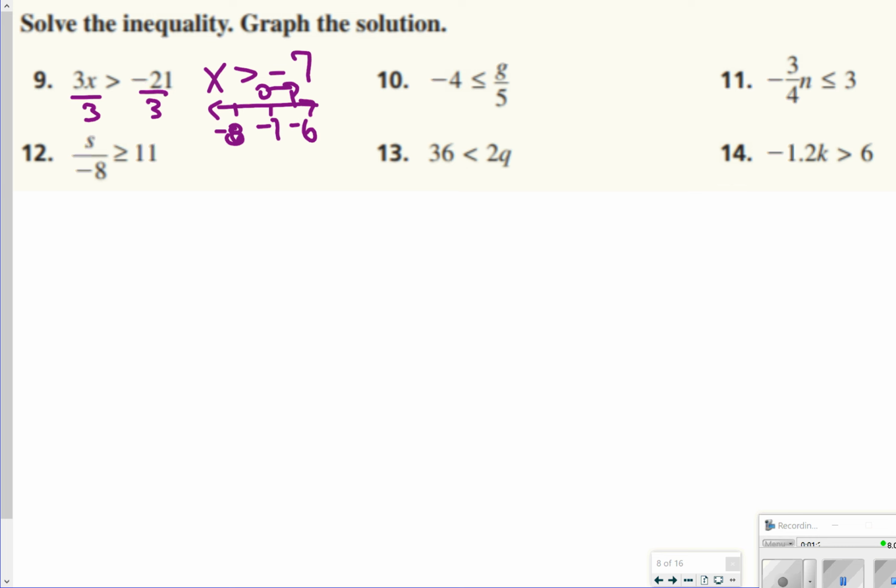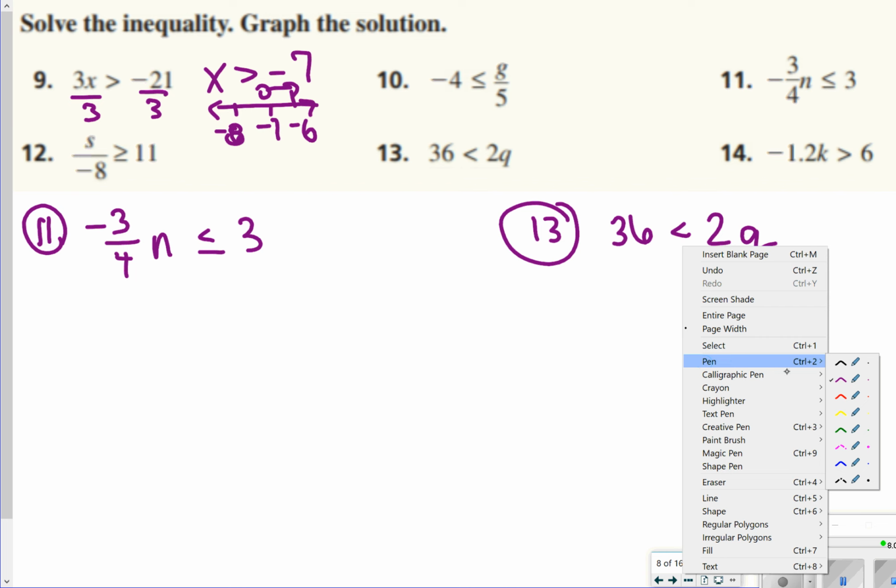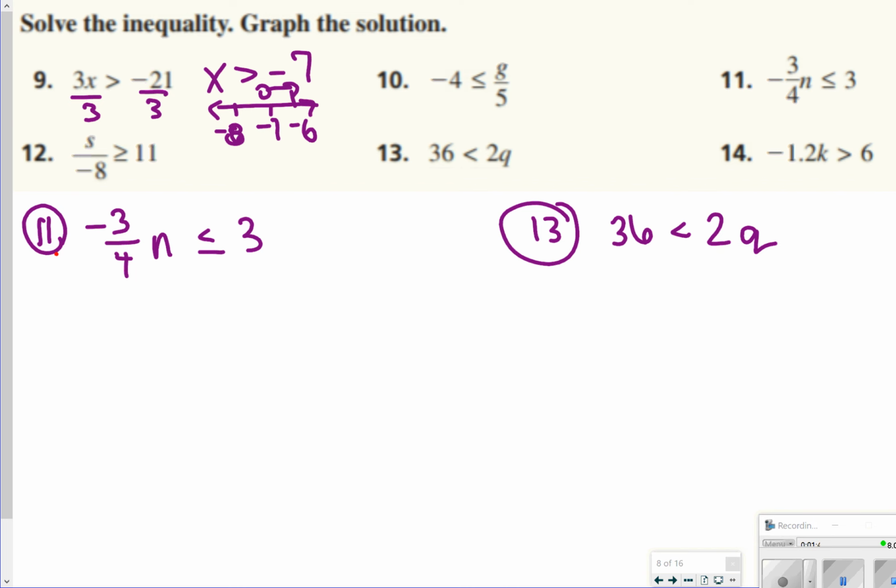For number 11, I'm going to rewrite this one down here. In order to solve number 11, you have to divide by 3/4, which is the same thing as multiplying by the reciprocal. So I'm going to do that in a different color so you can see that clearly. But I'm going to be multiplying by negative 4/3 on both sides. Many of you have forgotten how to do this. This is just a good refresher. 4/3 times 3/4 gives you 1, and that's exactly what we wanted.